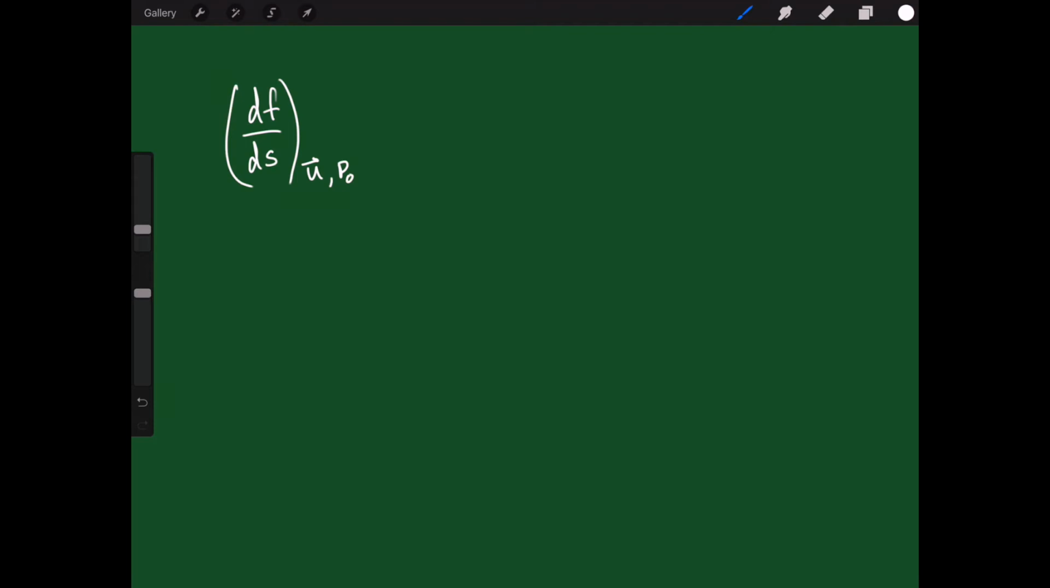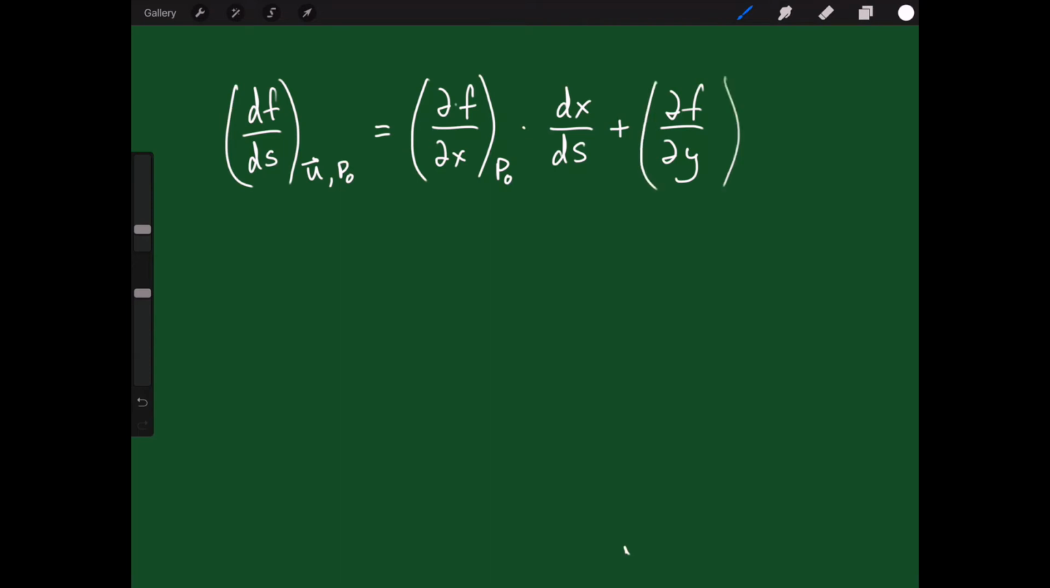And so what we could do is we could use the chain rule on this, and I could say the following, that this is the partial derivative of f with respect to x, specifically at the point p0, times the derivative of x with respect to s, plus the partial of f with respect to y evaluated at p sub 0 times dy ds. Okay, so that is the chain rule.